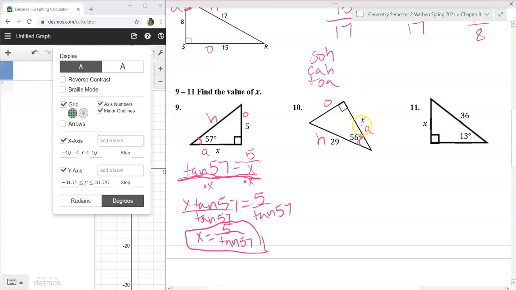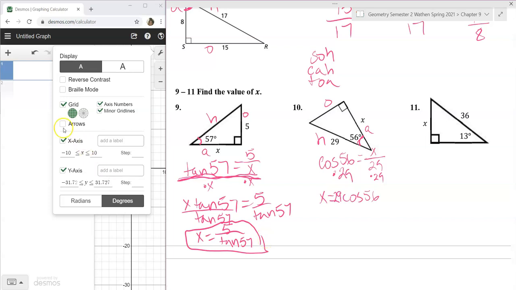And this time, x is our adjacent, and we're given the hypotenuse. So we're going to be working with a trig function that uses adjacent and hypotenuse, which of course is cosine. So the cosine of 56 is equal to our adjacent, which is x, over our hypotenuse, which is 29. And we can solve just by multiplying 29 on both sides. So we get that x is equal to the cosine of 56 times 29, which of course we usually want to write with the multiplication in the front.